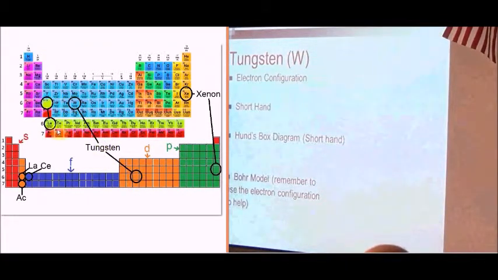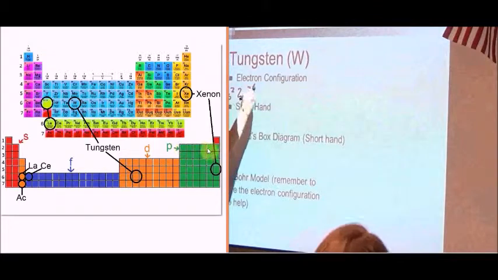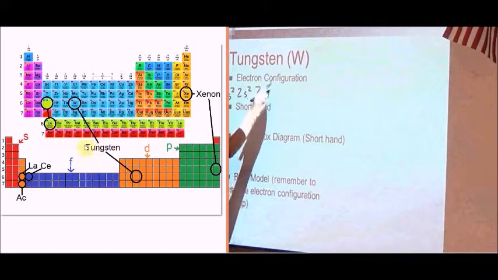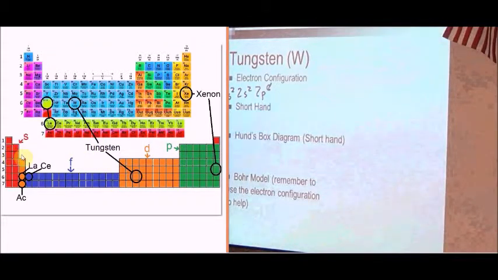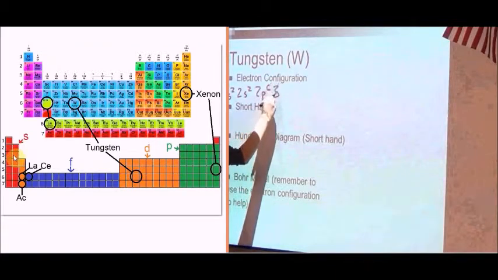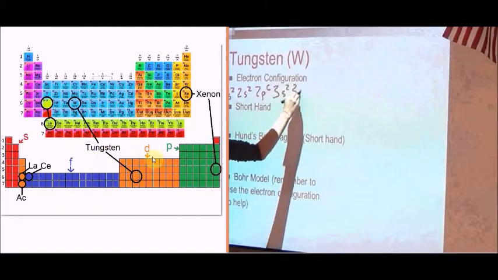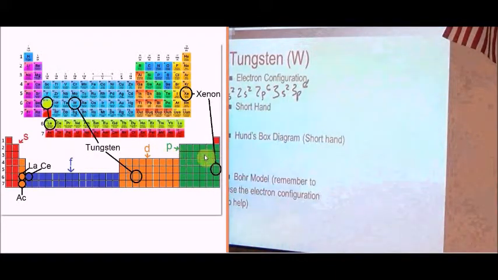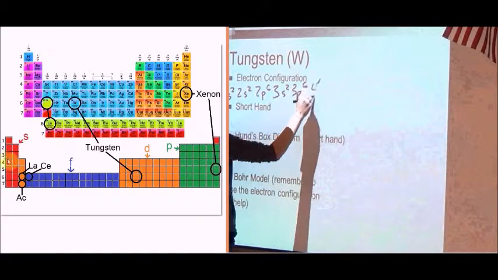1s2. Keep going. All right, we're going to 2s2. Let's go 2s2. All right. 2p6. 3s2. 3s2, in the third row. 3s2, 3p6, 4s2. All right, now slow down a little bit.